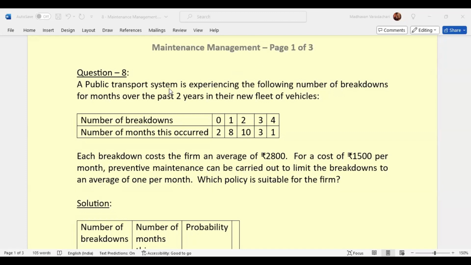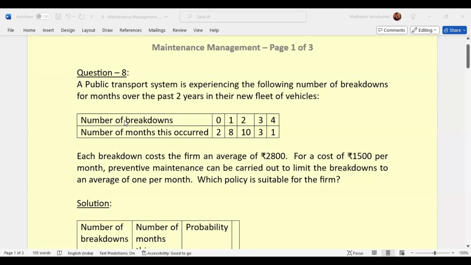Question number 8. A public transport system is experiencing the following number of breakdowns for months over the past 2 years in their new fleet of vehicles. The number of breakdowns is given from 0 to 4, and the number of months this particular breakdown occurred is given as a frequency. Each breakdown costs the firm an average of rupees 2,800. For a cost of rupees 1,500 per month, preventive maintenance can be carried out to limit the breakdowns to an average of 1 per month. Which policy is suitable for the firm?